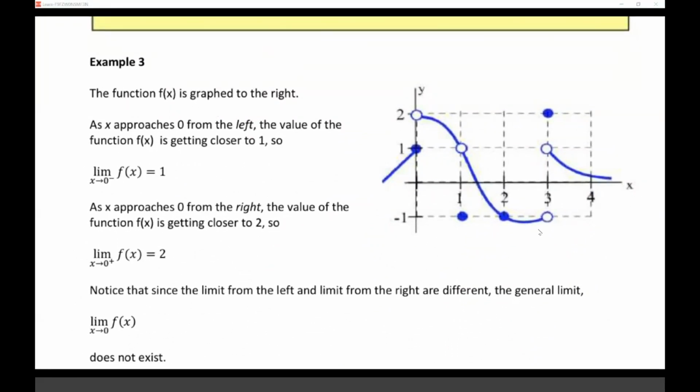Here's the function f of x. I don't have a symbolic rule, but let's approach x equals 0. We're going to say that's right here. As I approach x equals 0 from the left, I'm getting closer and closer to y equals 1. So I would say the limit as x approaches 0 from the left of f of x is 1. Also, the function value at 0 is 1.